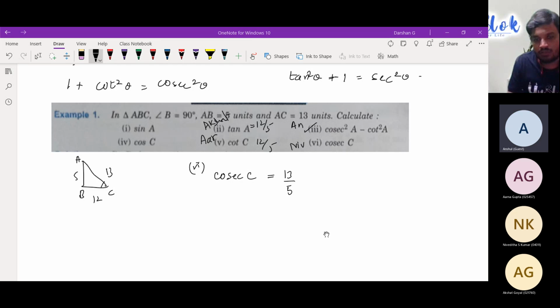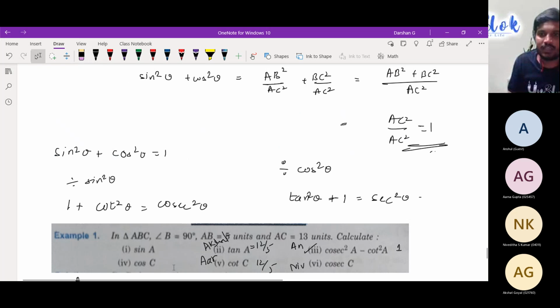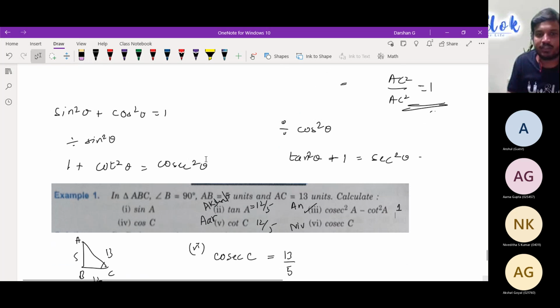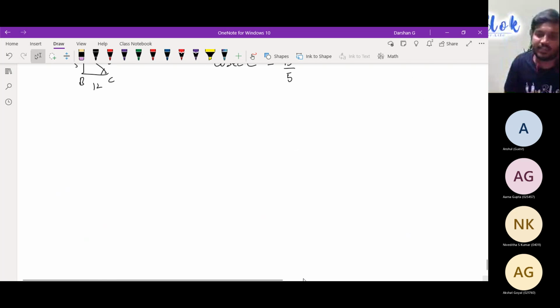What about Anshul? Sir, 1. Okay, you got the answer as 1. That was actually this one. Here you can see cot square. If I want 1, I have to send the cot square to the other side. So cosecant square minus cot square. It can be A, but theta and theta should be the same. That's it. If that is satisfied, no need to worry about anything else. Okay, fine then. Let me give one more question.